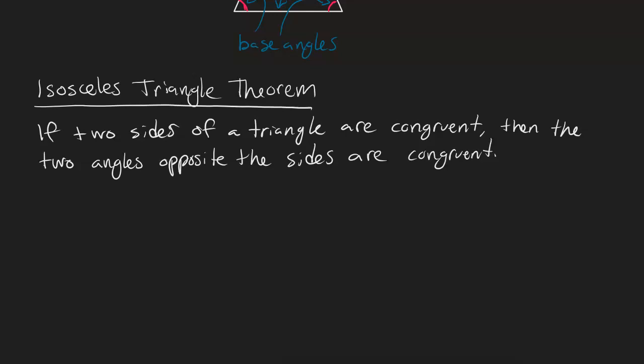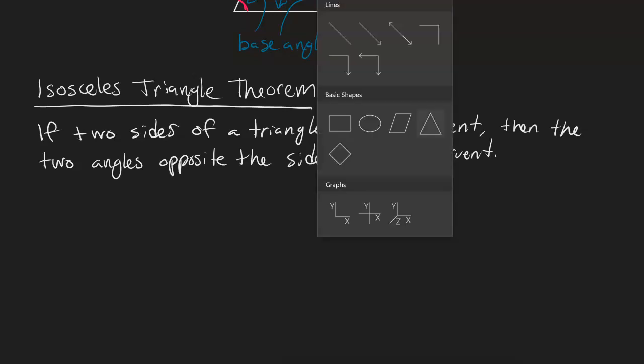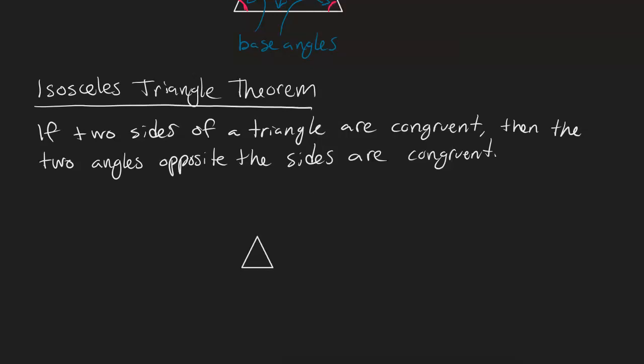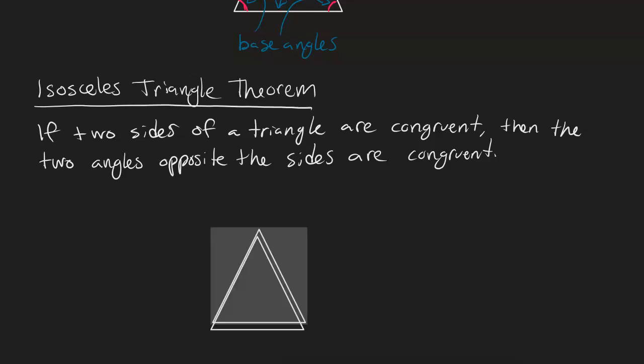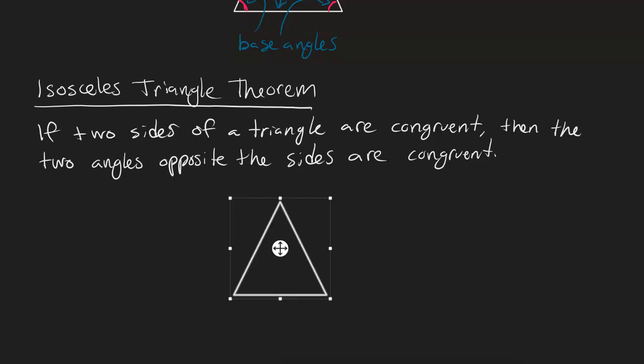So what that means, if we draw our isosceles triangle, watch me draw my perfect isosceles triangle. What a wonderful triangle that is. So again, if we say that this side is congruent to that side, then that means the angles opposite of those sides are also congruent to each other. Remember, these are our congruency symbols. And that's all that the theorem is saying.